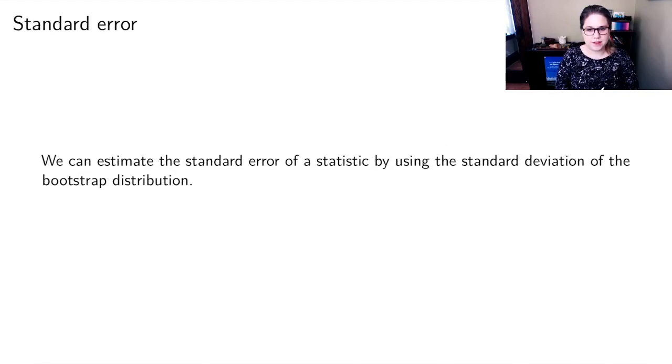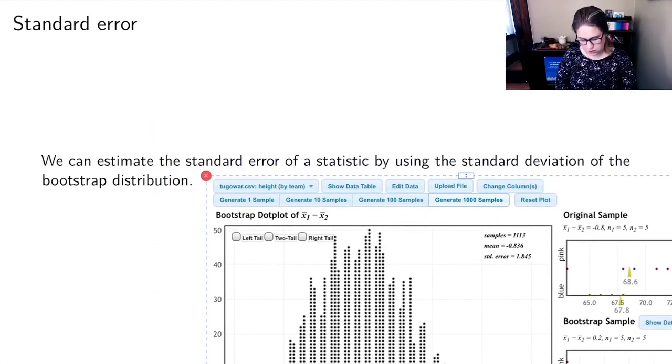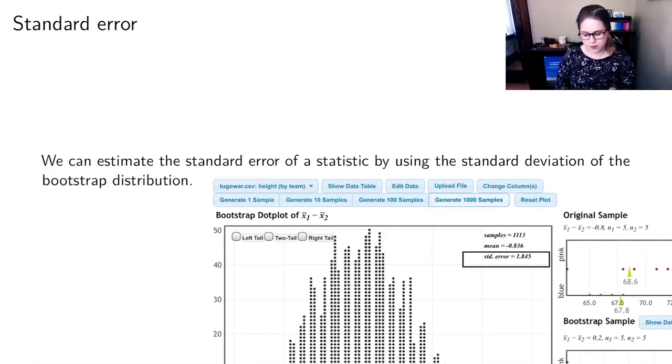So we can estimate the standard error of a statistic by using the standard deviation of the Bootstrap distribution. So basically, we're going to use our Bootstrap distribution as our sampling distribution, and then we can compute the standard deviation. And remember, the standard error is just a special word for the standard deviation of the sampling distribution. And maybe I'll stick in my screenshot one more time, because actually StatKey will give you that standard error. So it will compute the standard error, which is useful for you if you're trying to make a confidence interval.